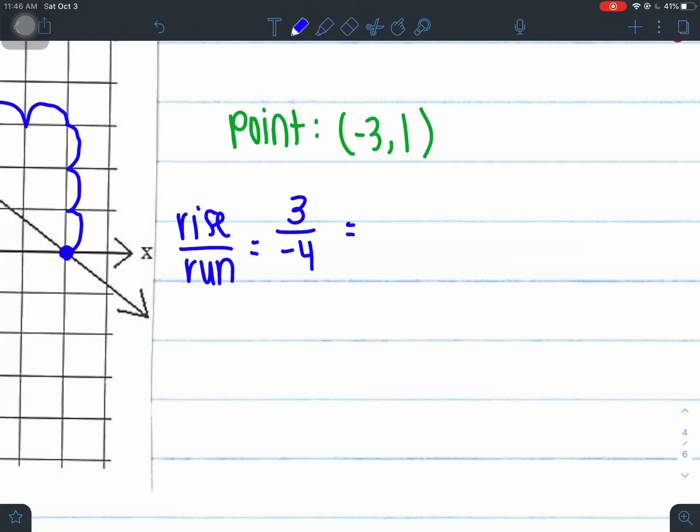Here's the question. Would you use this same slope when creating your new equation? Would I use this slope?